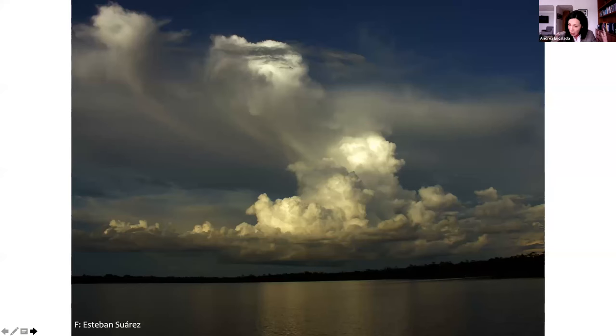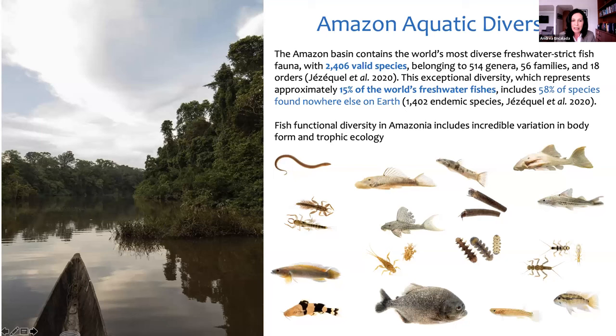So all this diversity that you have seen is incredible. And this is the diversity of ecosystems that end up being this diversity of flora and fauna.